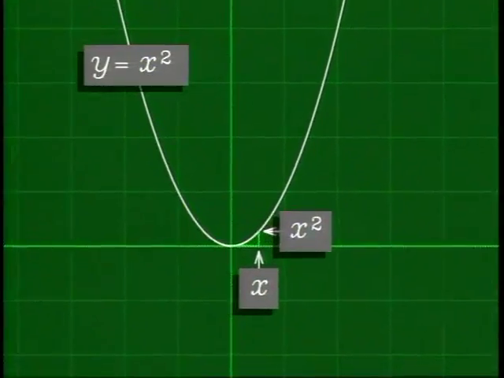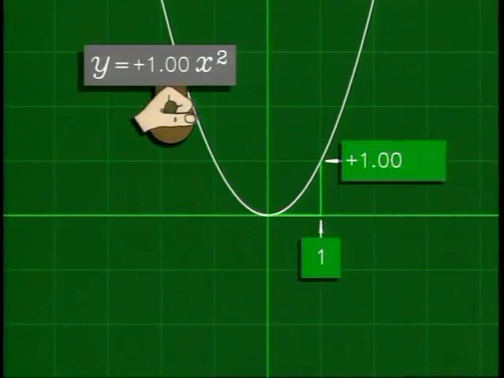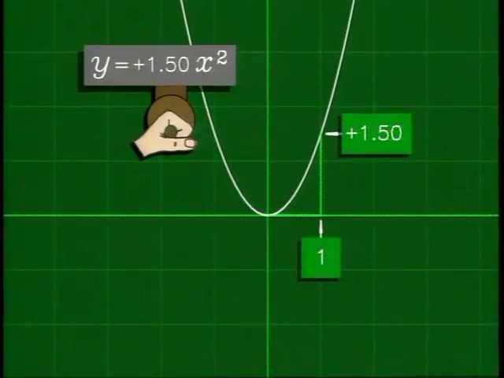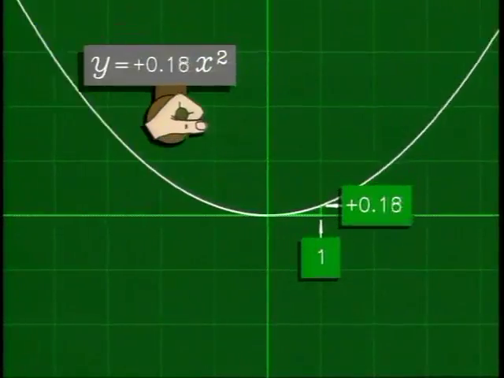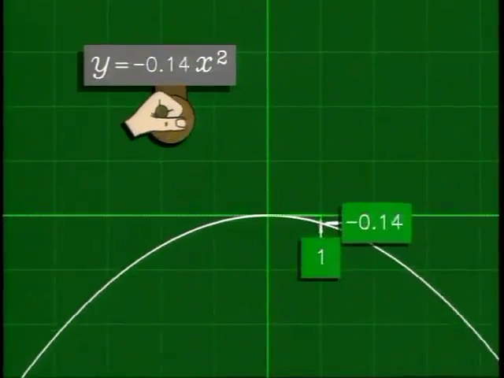We can alter the shape of the parabola by a change of scale in the vertical direction. We multiply x squared by a scaling factor. The parabola opens upward if the scaling factor is positive and downward if the scaling factor is negative.